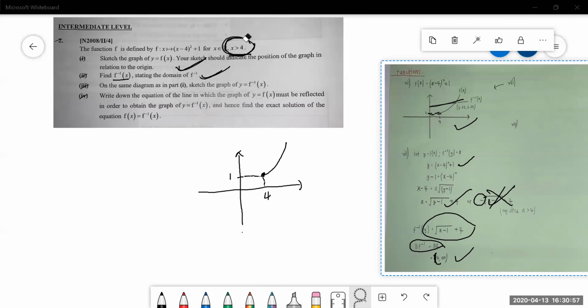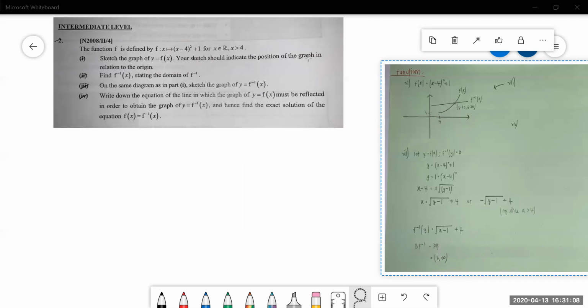Right? So what we are talking about here is 1 to infinity. Okay? Next. Write down the equation of the line in which the graph of f(x) must be reflected in order to obtain f inverse x. What do you think?